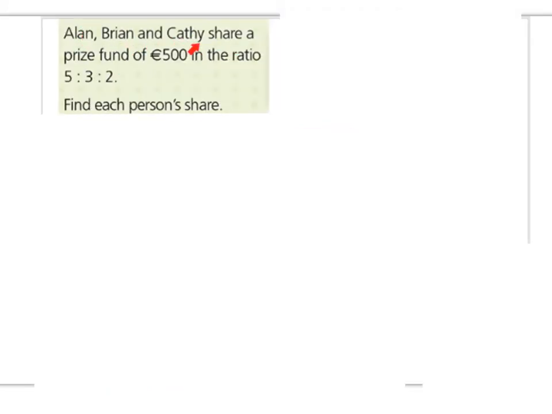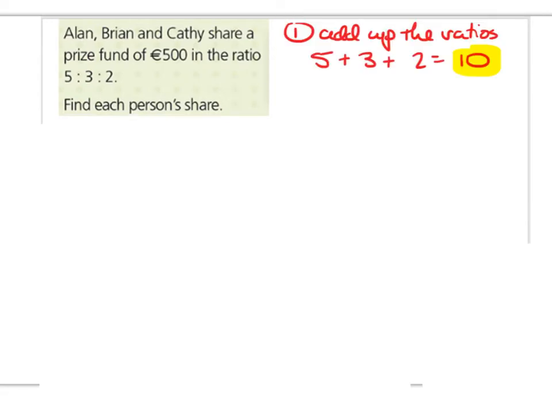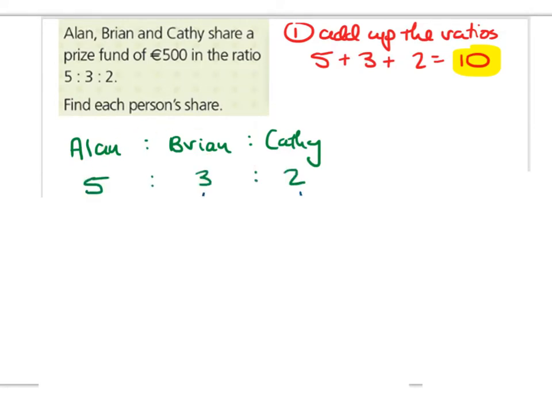Alan, Brian and Kathy share a prize fund of €500 in the ratio 5 to 3 to 2. Find each person's share. So the first thing we want to do is to add up the ratios. So 5 plus 3 plus 2 gives us 10. So we write out the names in the order they were given. So Alan to Brian to Kathy. And next we write the ratios, 5 to 3 to 2. So Alan gets 5 parts of the total amount, Brian gets 3 parts, and Kathy gets 2 parts.